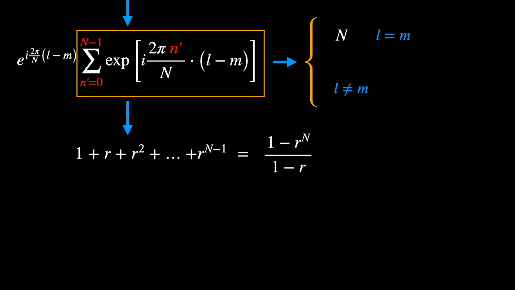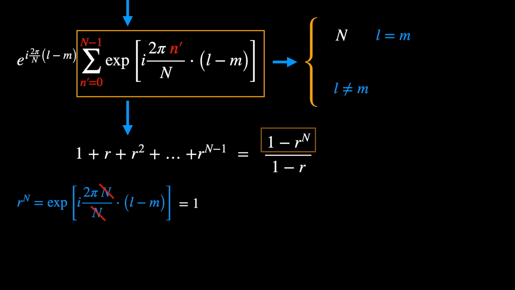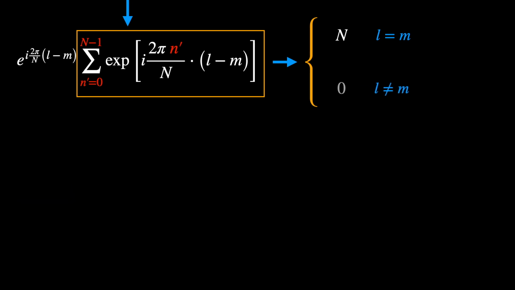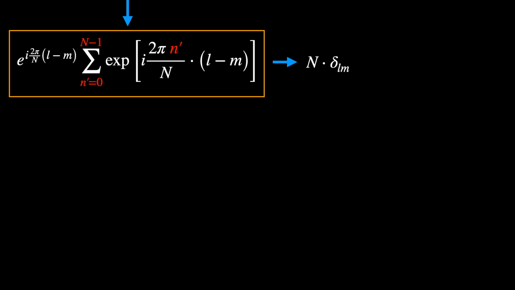On the other hand, r to the power of n is equal to 1, which implies that the numerator of the sum is equal to 0. So we can conclude that the sum is equal to 0 if L and m are not equal. Therefore, we get n times delta Lm for the expression in the yellow box. Due to the Kronecker's delta, the phase factor outside the sum is just 1.